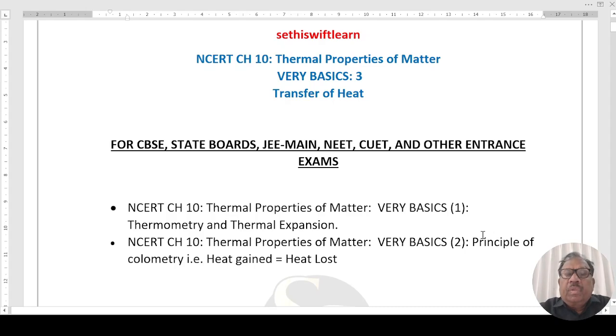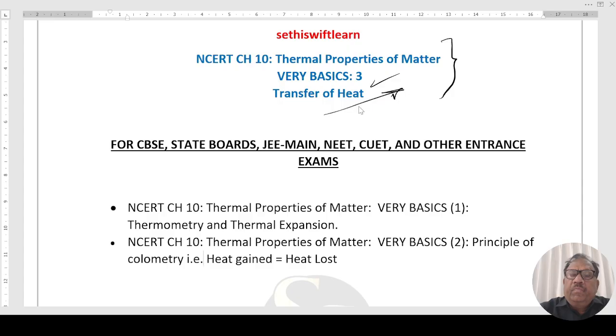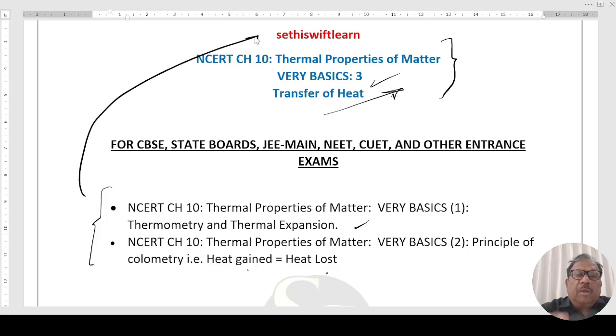Hello students, in today's session of NCERT Chapter Thermal Properties of Matter, the very basics on the topic of transfer of heat will be cleared through illustrations. In the earlier session we went through thermal expansion and thermometry, that is, different types of temperature scales, thermal expansion, alpha, beta, gamma, and also the thermal principle of calorimetry, that is heat gained equals heat lost, in which ice is converted into steam, etc., which you can review on the YouTube channel sethiswiftlearn.